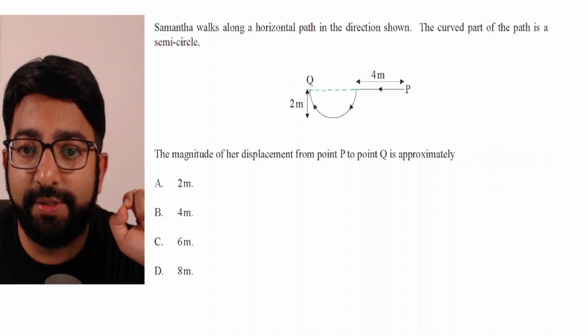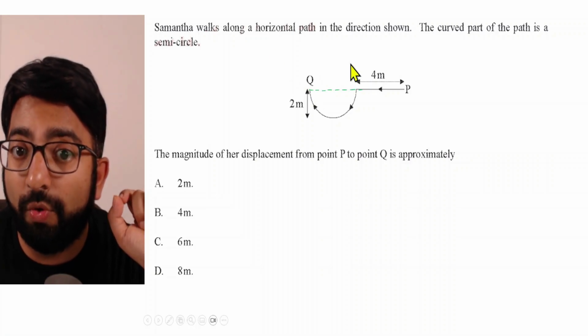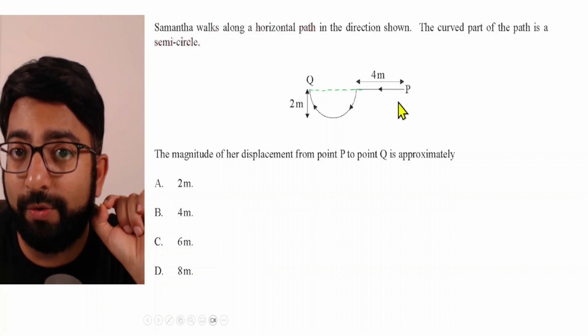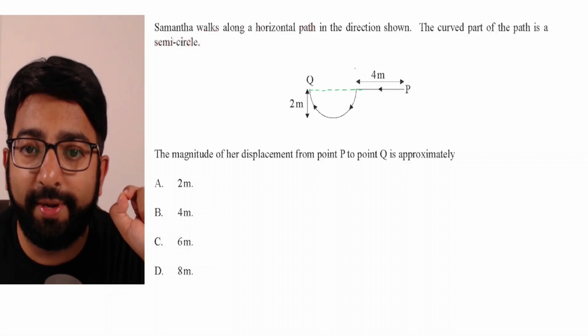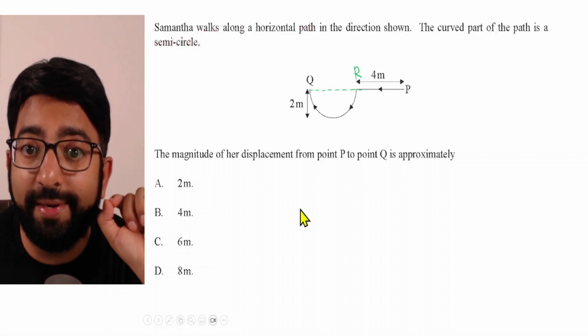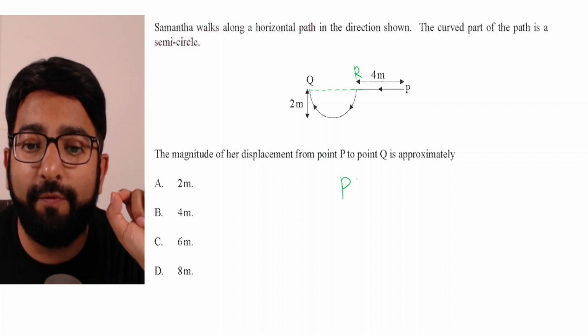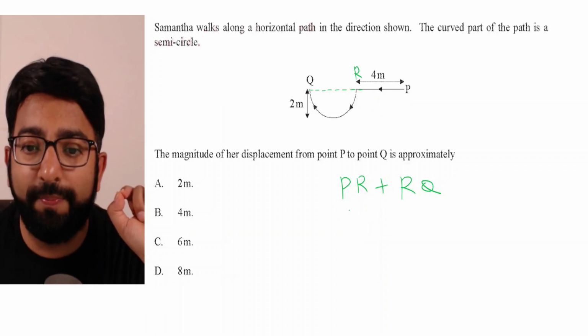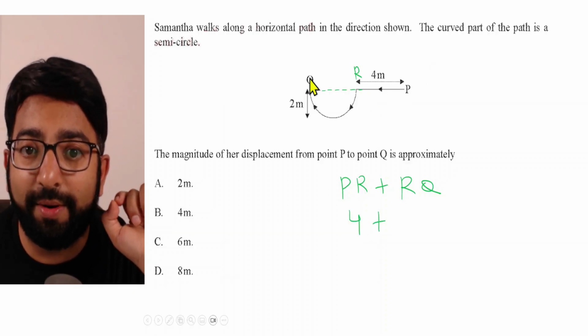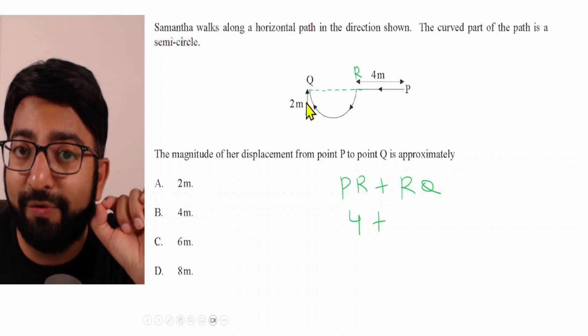So first of all, this entire length from Q all the way till point P is the magnitude of displacement. So let's label this point over here. Let me call this point R. Now, the total displacement will be the length of PR plus RQ. Length of PR is already mentioned as 4 meters. So let's write down PR is 4 plus. What is RQ? RQ length we need to figure out.